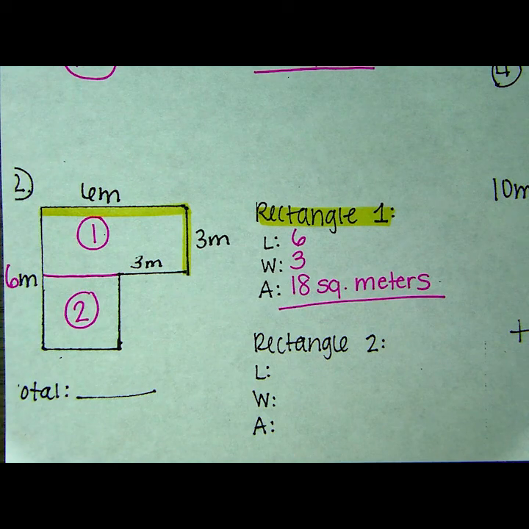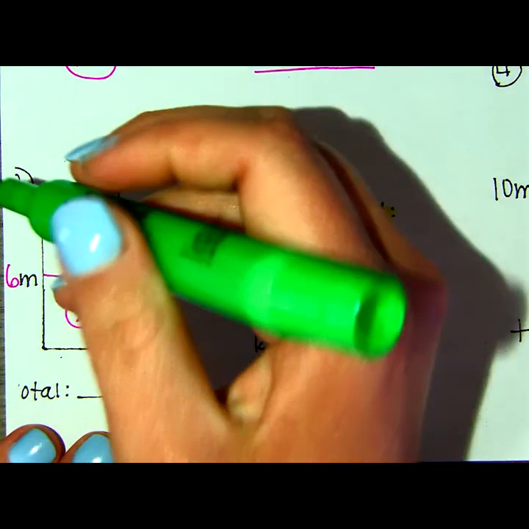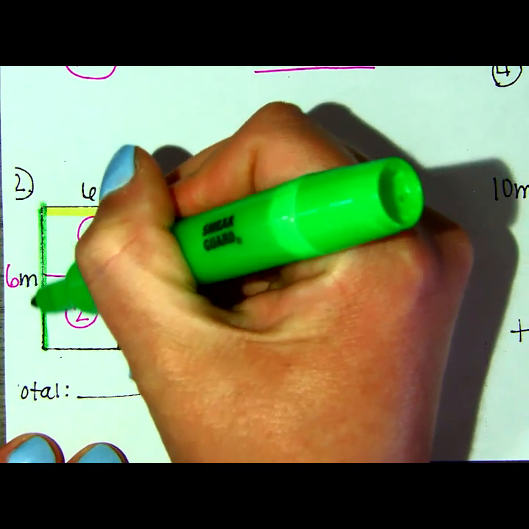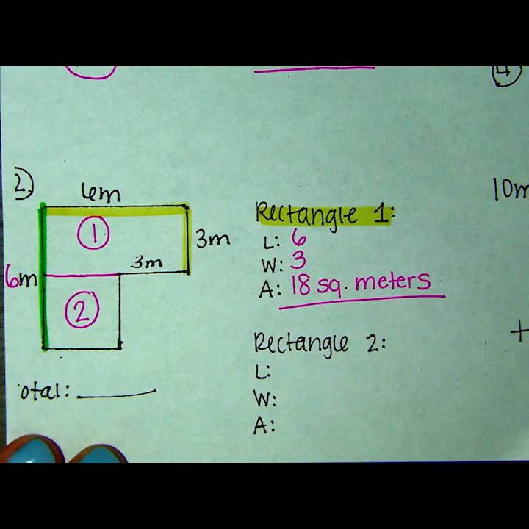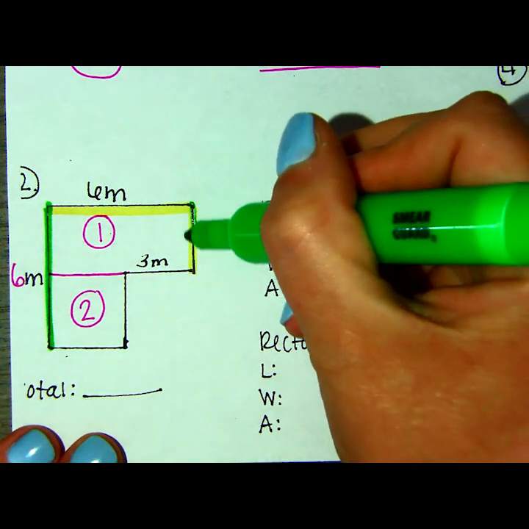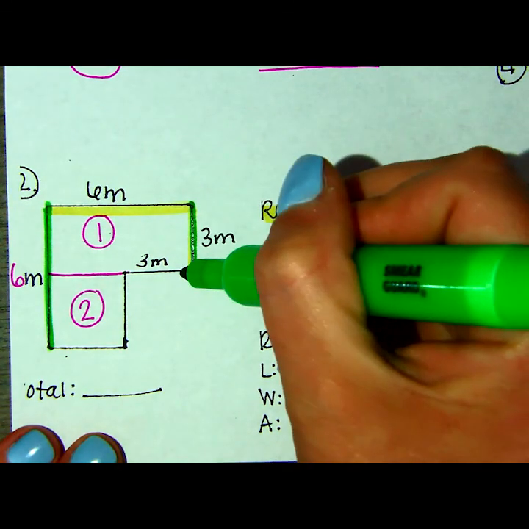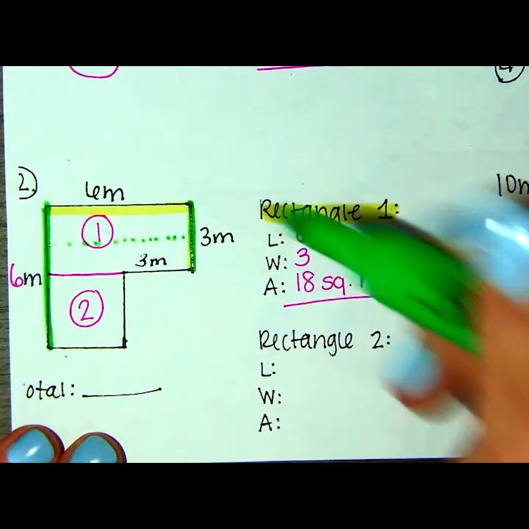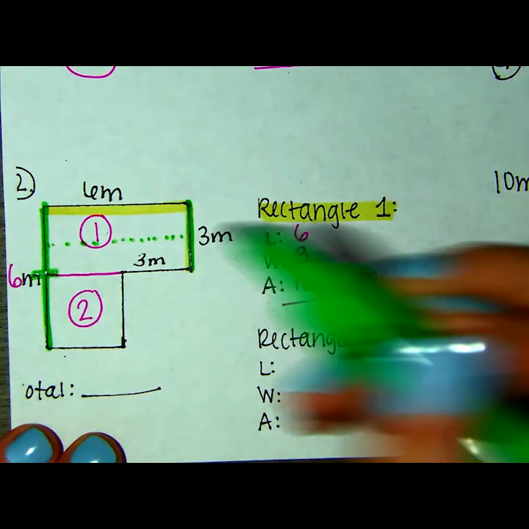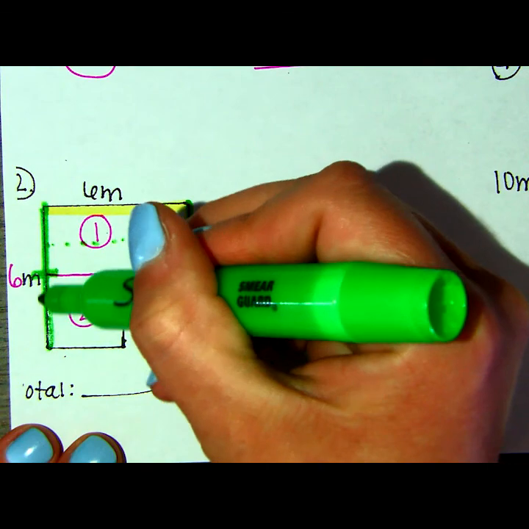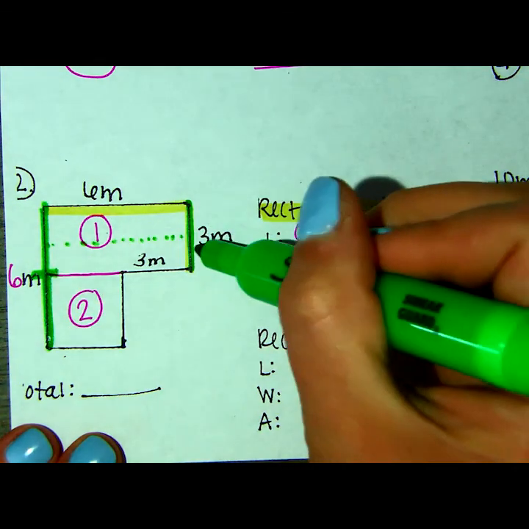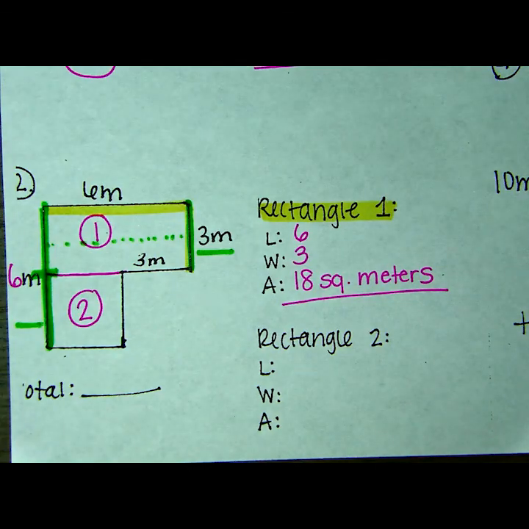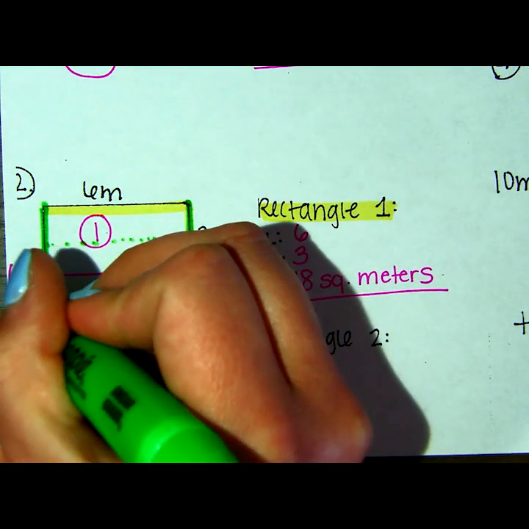Let's think about this. The entire distance of this combined figure right here, or the length, is 6 meters. Well, what if we took away this portion, kind of like moving it over? That would go to right here. That would give me this distance from here to here. Well, 3 plus what number gives me a total of 6? Right, 3. We know that.